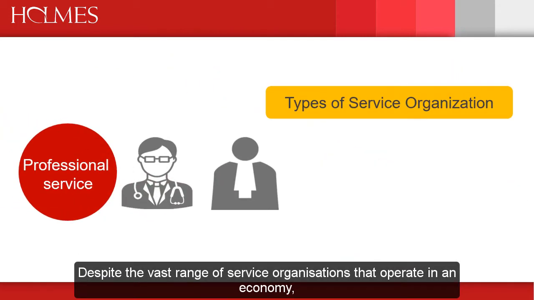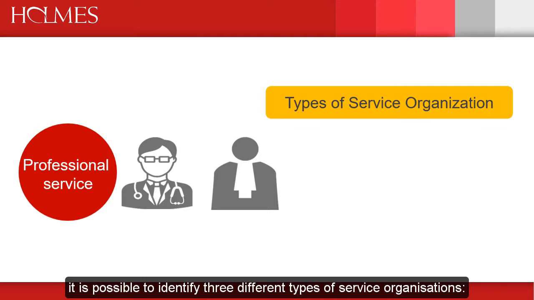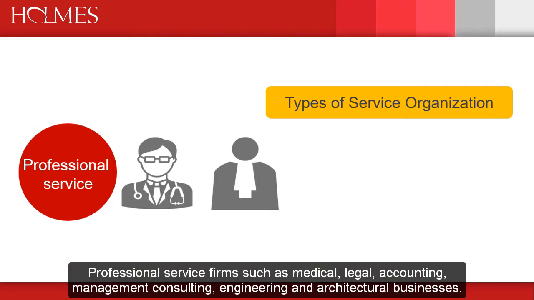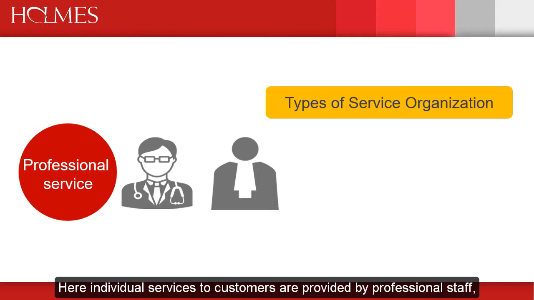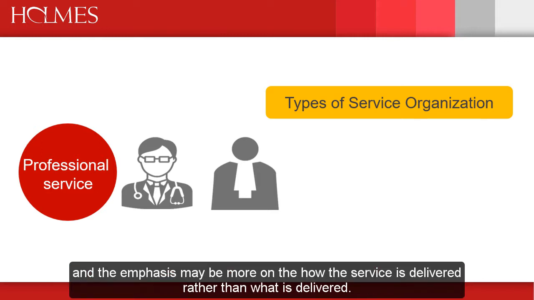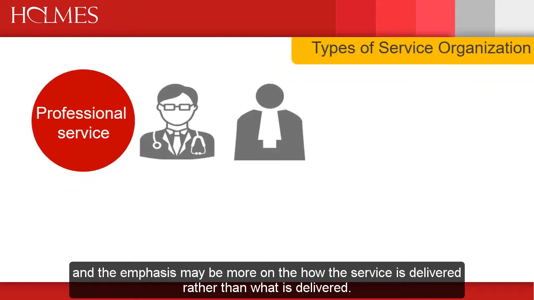Despite the vast range of service organisations that operate in an economy, it's possible to identify three different types of service organisations. There's professional service firms such as medical, legal, accounting, management consulting, engineering, and architectural businesses. Here, individual services to customers are provided by professional staff, and the emphasis may be more on how the service is delivered rather than what is delivered.